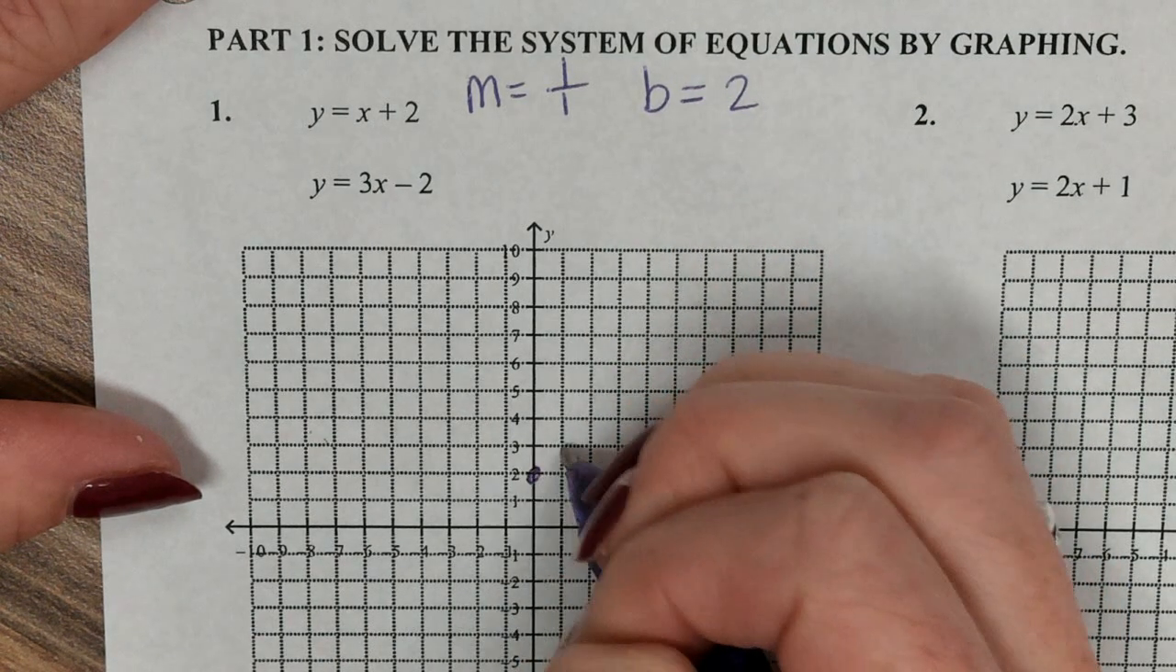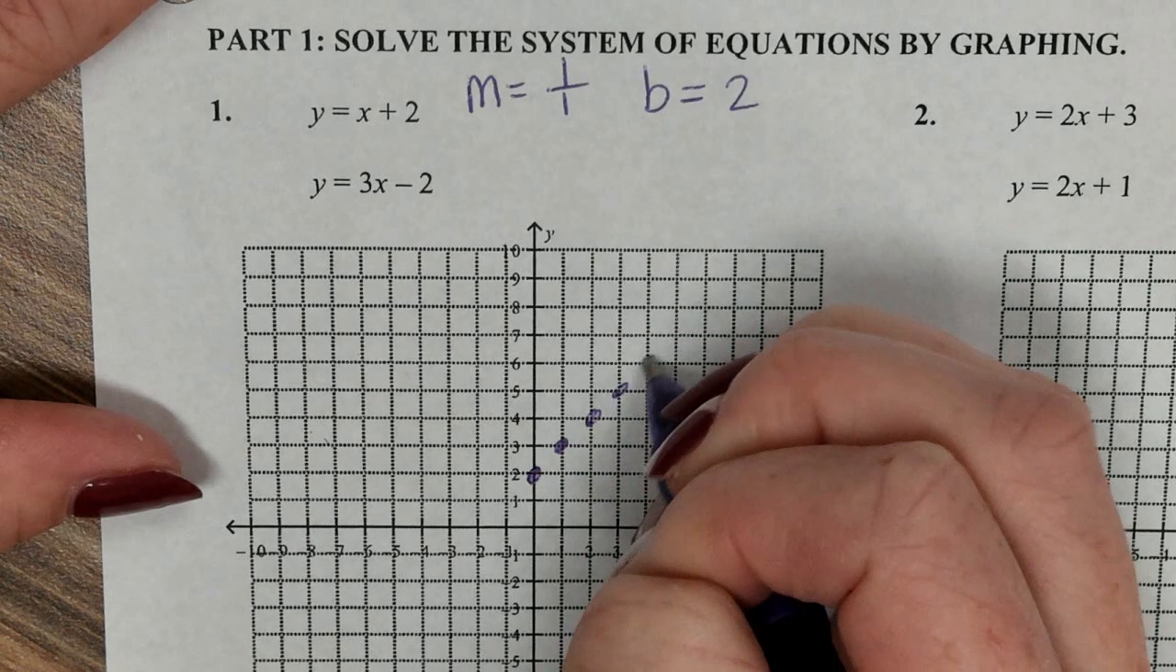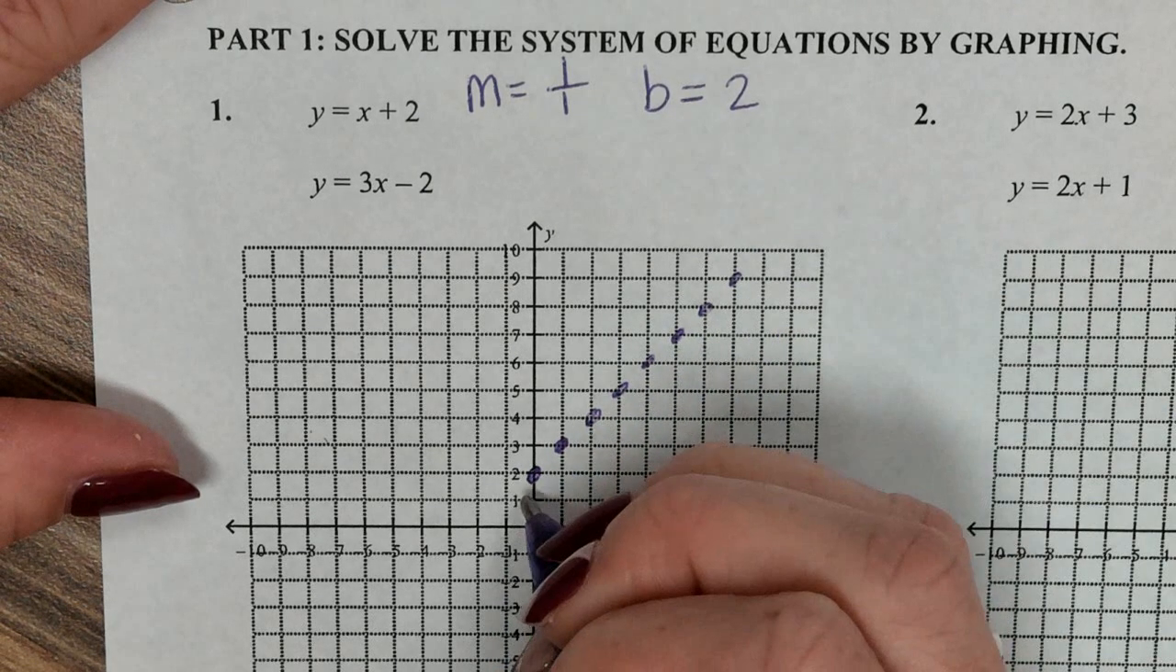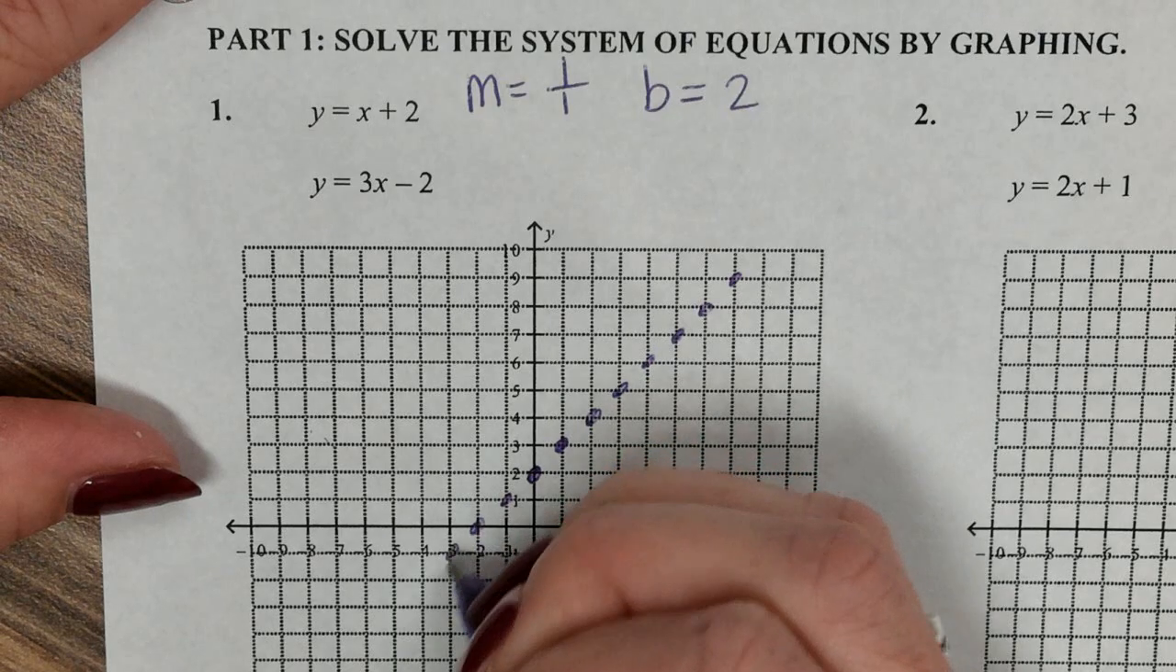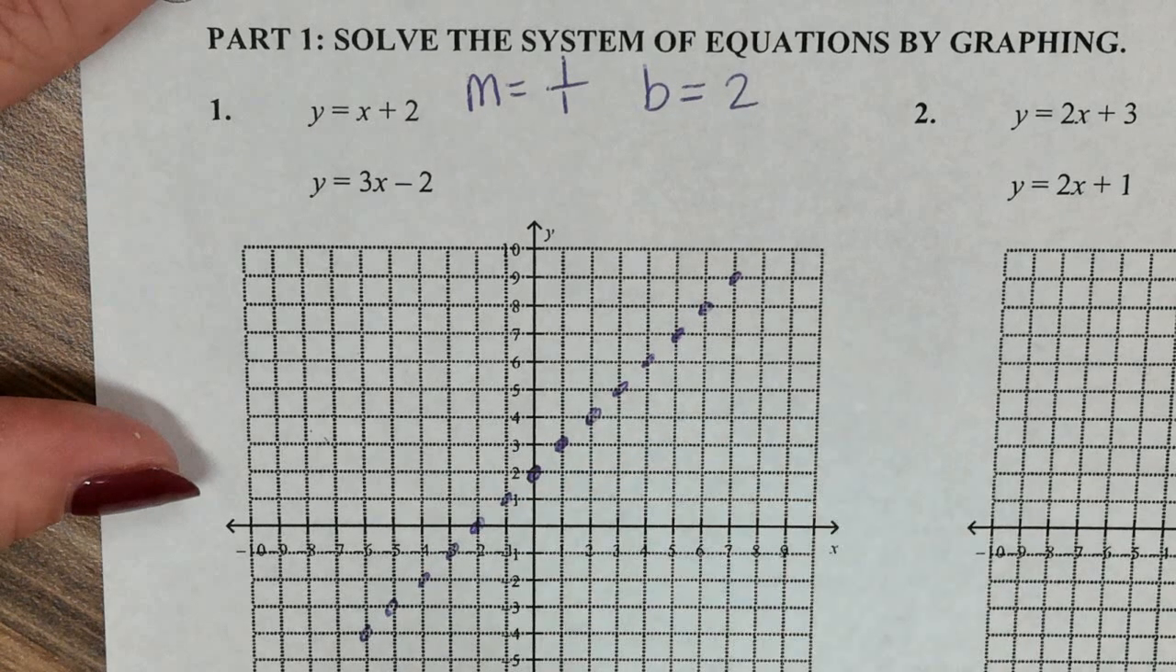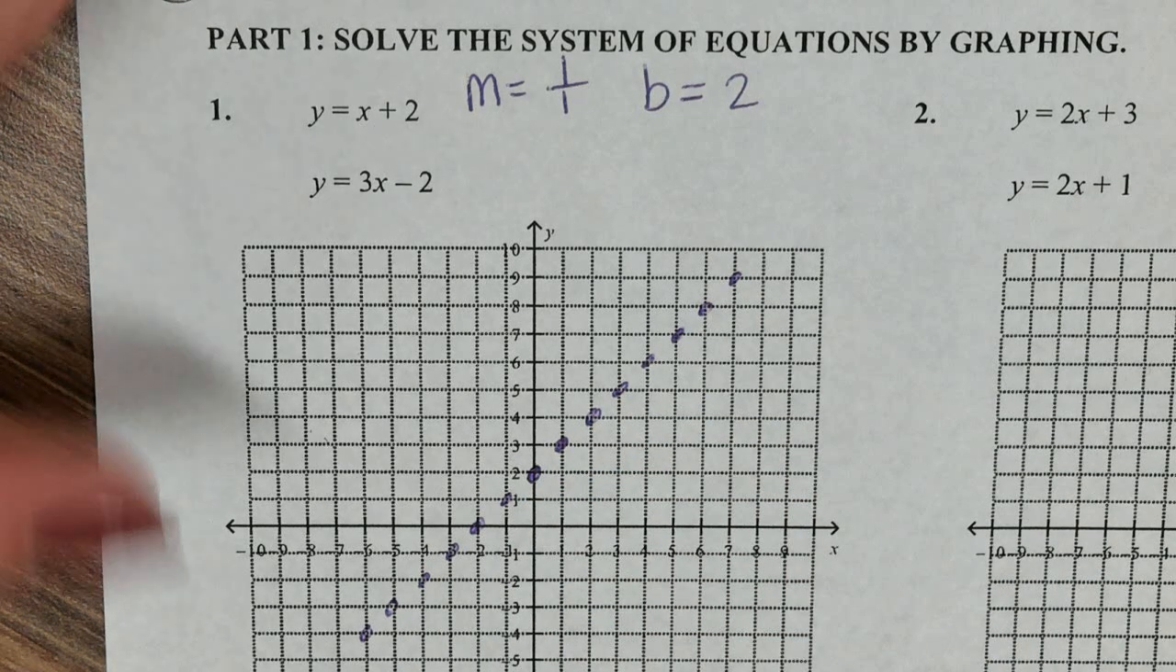I'm going to rise up 1, right 1, or down 1, left 1. You do have to connect your dots. So please make sure you're taking care of that with your straight edge.